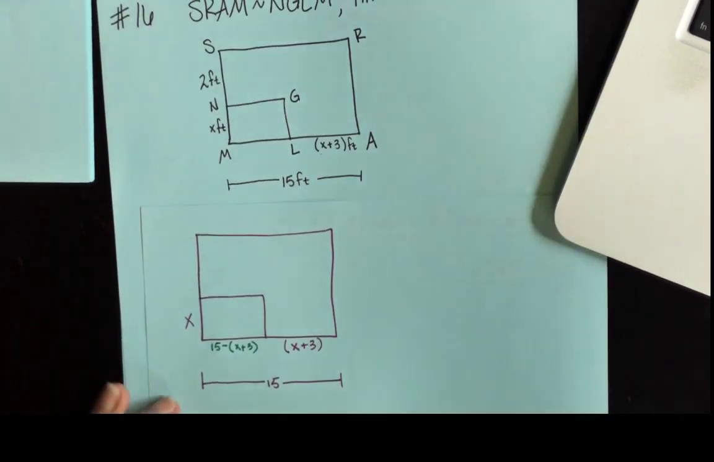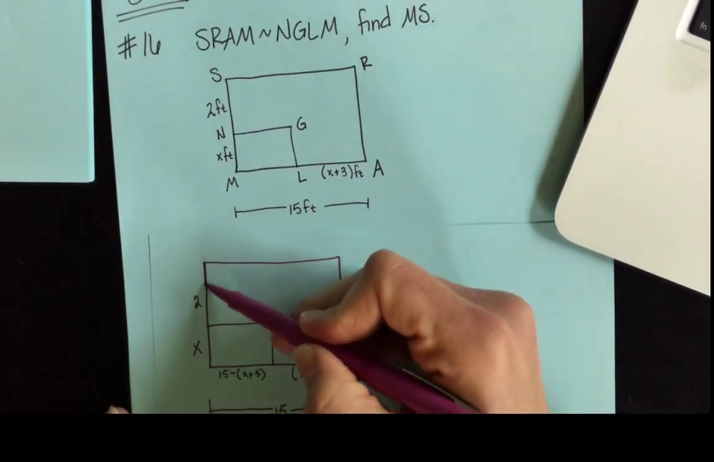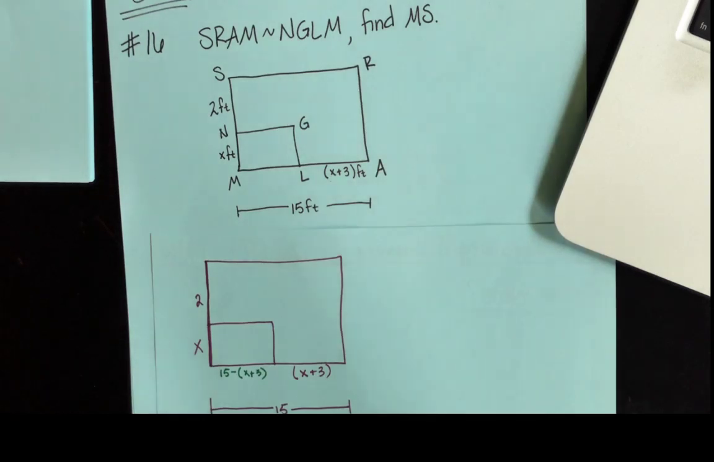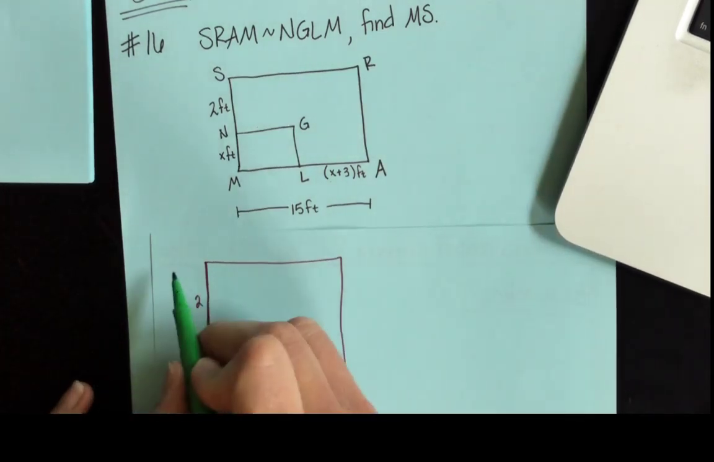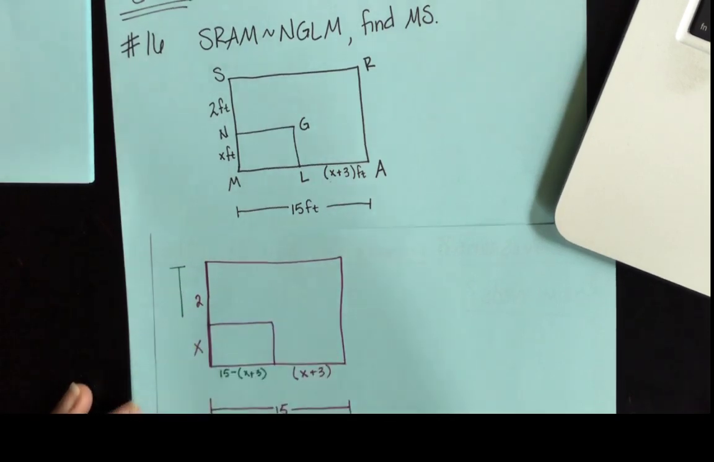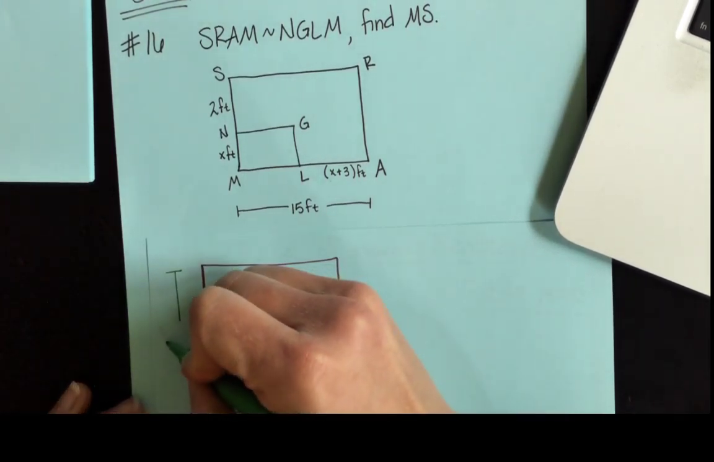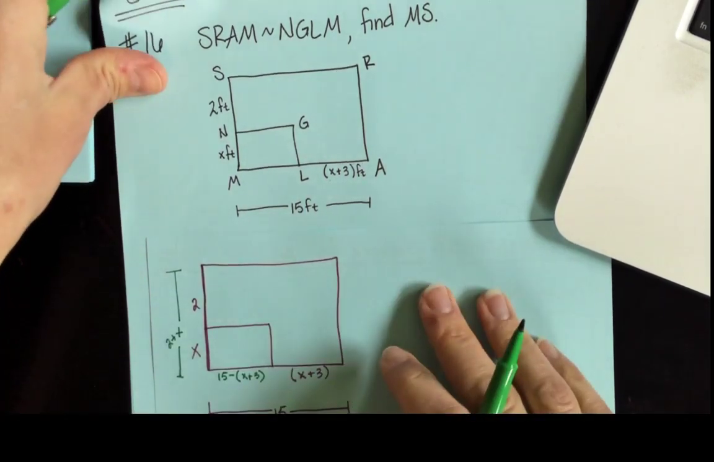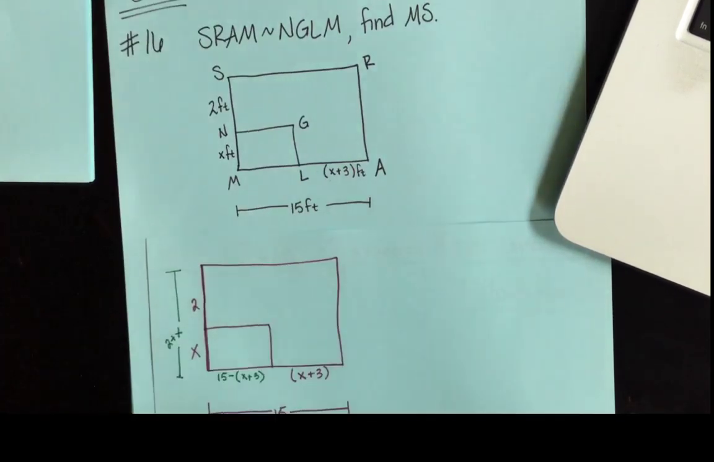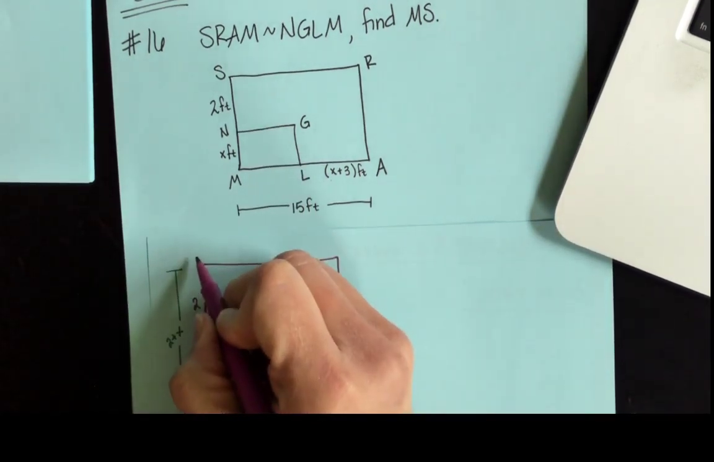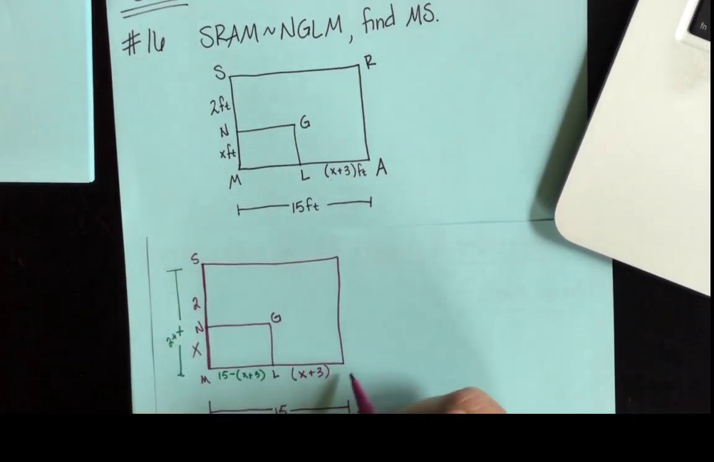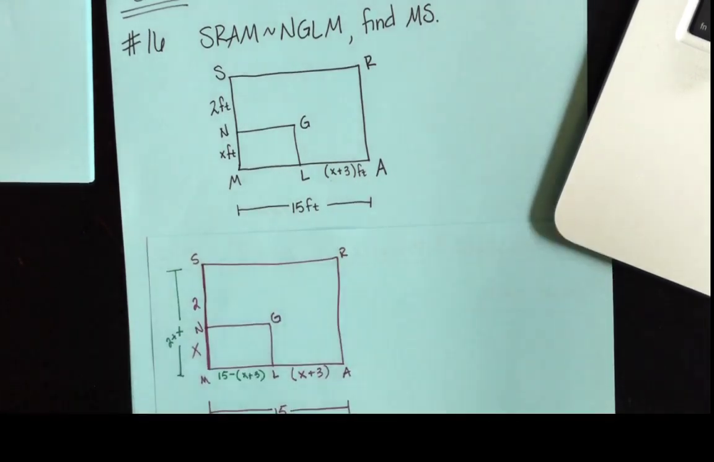And the same thing on this side, if they told me just from here to here was 2 and over here was X, I would be able to conclude that the entire length from top to bottom was 2 plus X, because I would add them together. So now that I've been able to figure out what the pieces and parts are, I can split this up so that I actually have my two visible figures next to each other.